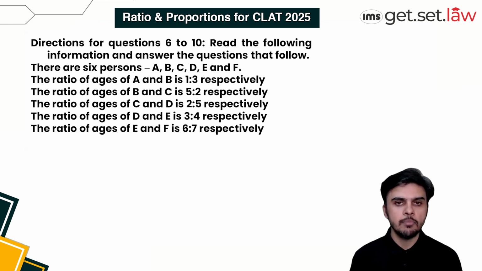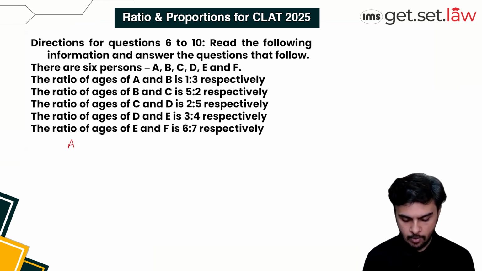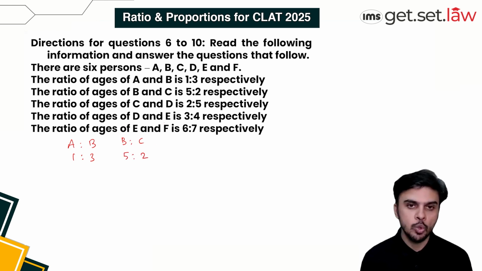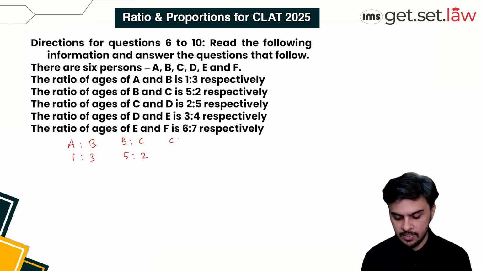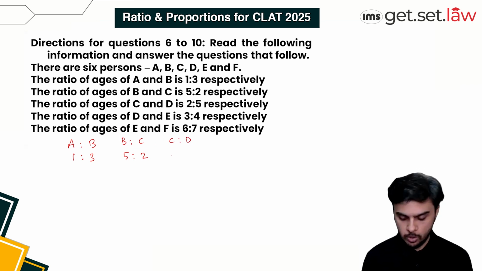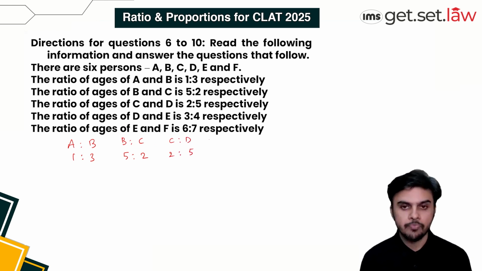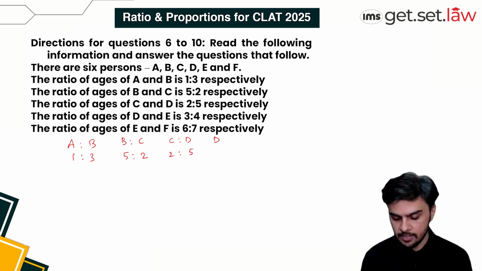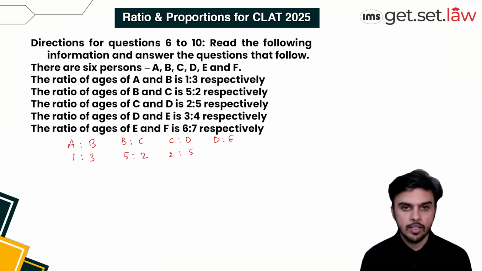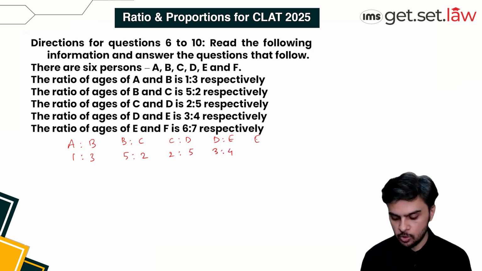There are 6 persons A, B, C, D, E and F. The ratio of ages of A and B is 1:3. A is to B is 1:3. Ratio of ages of B and C is 5:2. Ratio of ages of C and D is 2:5. Ratio of ages of D and E is 3:4. And ratio of ages of E and F is 6:7.